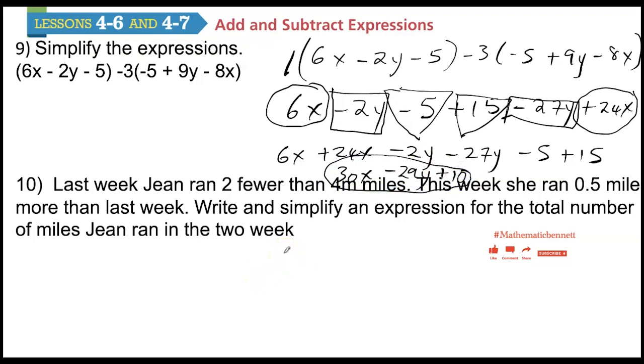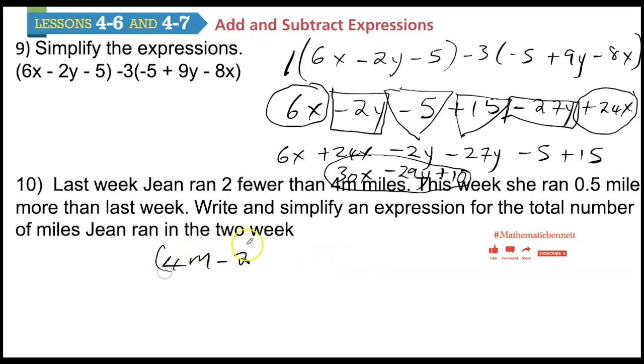Question number 10. Last week, Jean ran 2 fewer than 4m miles. This week, she ran 0.5 mile more than last week. Write and simplify an expression for the total number of miles Jean ran in the 2 weeks. So last week, she ran 2 fewer than 4m, so we know that's 4m minus 2. This week, she ran 0.5 miles more, so we know that's 0.5 plus whatever she ran last week.